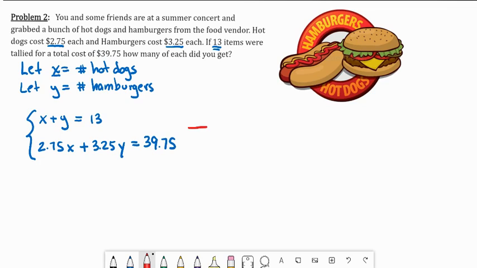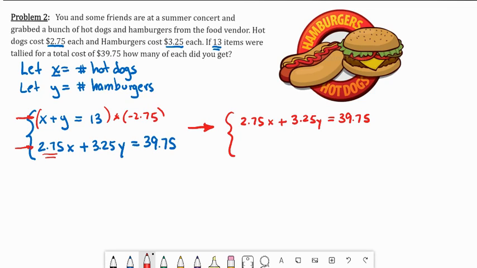So now we're going to write our modified system. I'm going to take the second equation and put that on top. And I'd like to subtract the smaller of the two numbers. So I'm going to multiply the top equation by negative 275. And that must multiply each and every term in the equation.